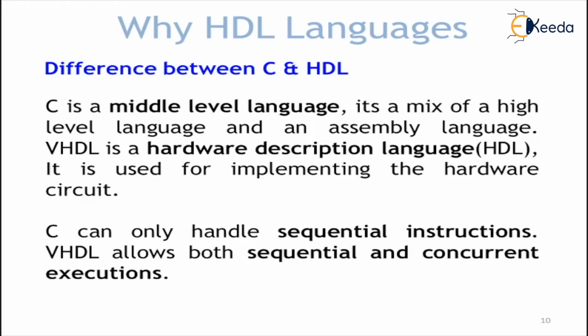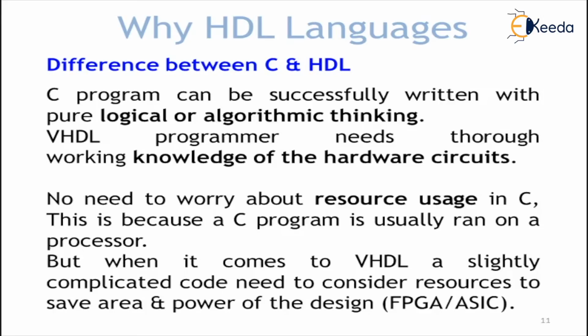C can only handle sequential circuits. That is the very basic important difference between C and HDL. C can only handle sequential instructions. That means whatever algorithm or statements we write in C language are executed sequentially, step by step. They are not executed in a parallel fashion, and they cannot generate hardware primitives. VHDL can execute sequential as well as concurrent statements. That is another basic difference between C and HDL.